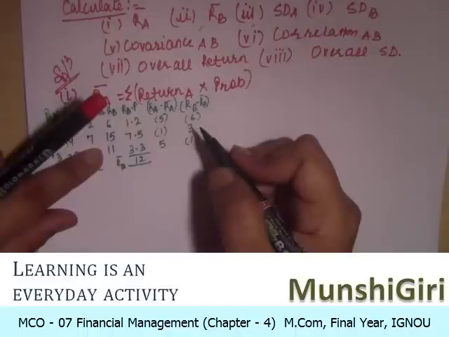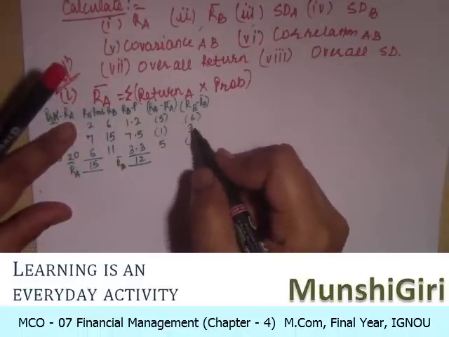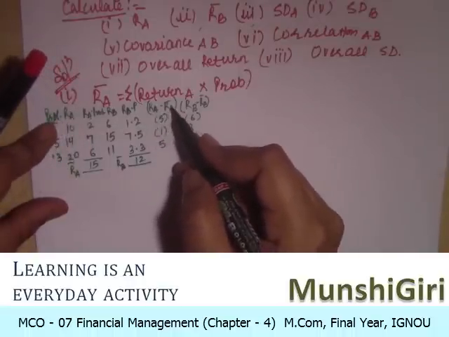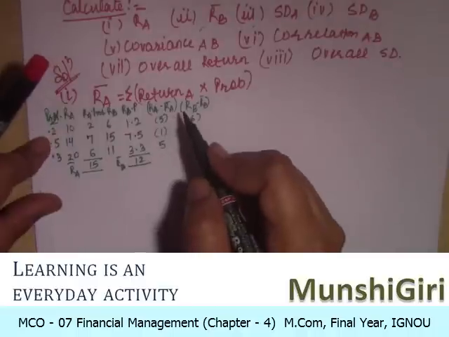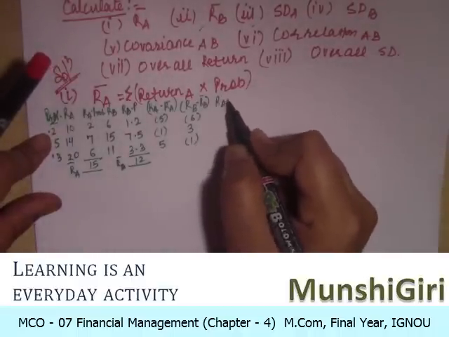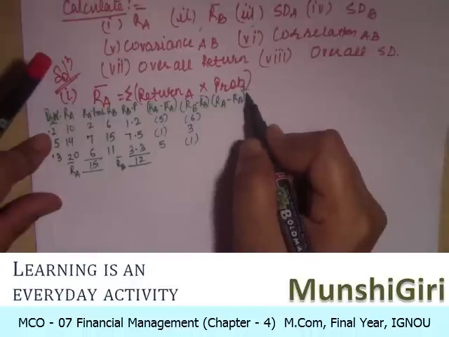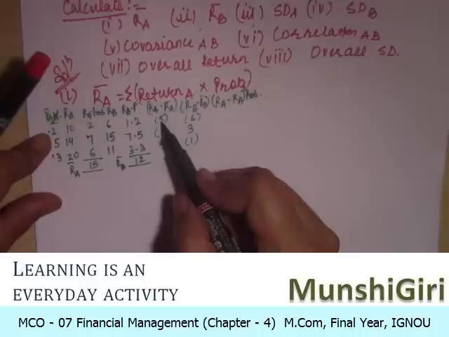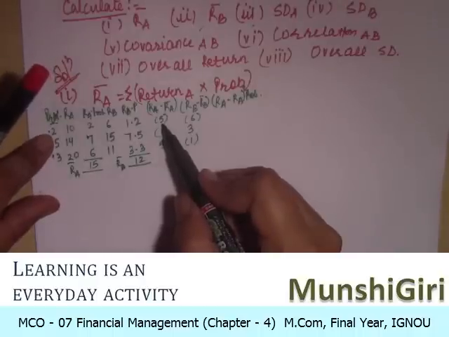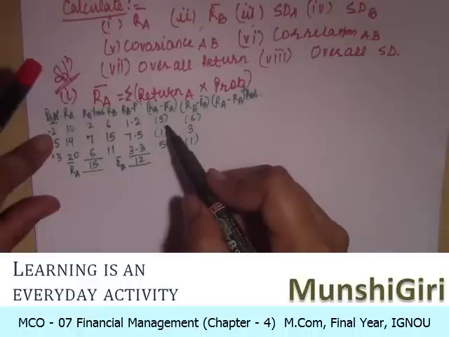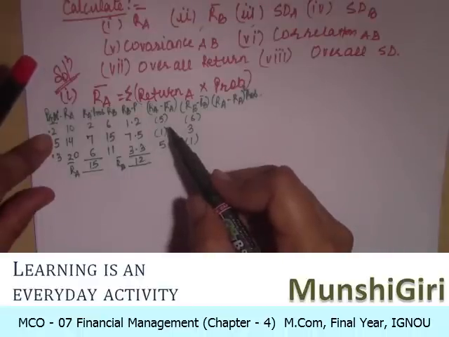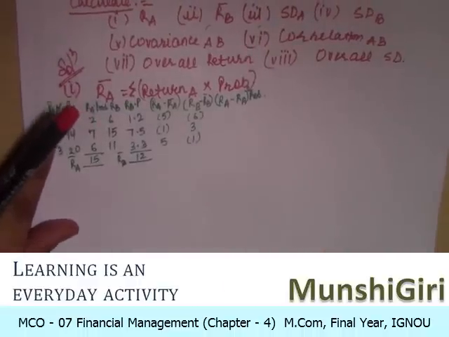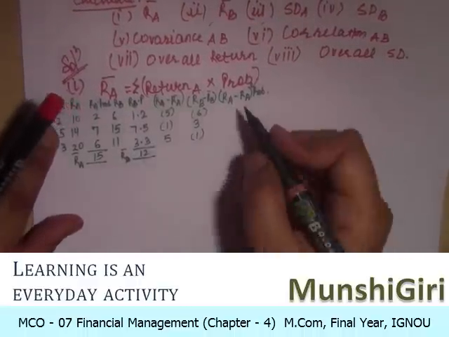Now calculation of variance first, and then we'll underroot it in order to calculate the standard deviation. So RA minus RA hash square into probability is the variance. This is what we are calculating here. RA minus RA hash is minus 5. 5 square is 25 and 25 into 0.2 is how much? Yes, it's 5.